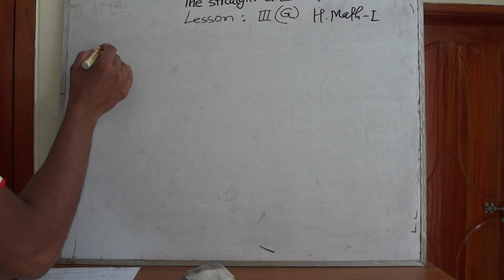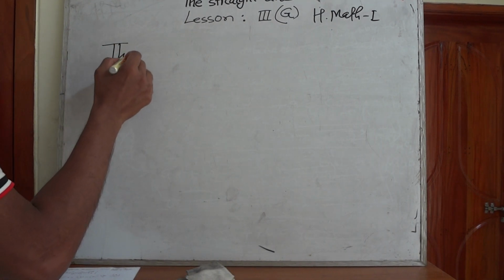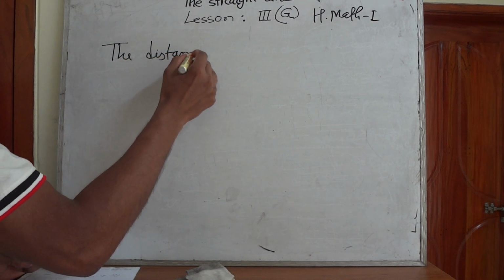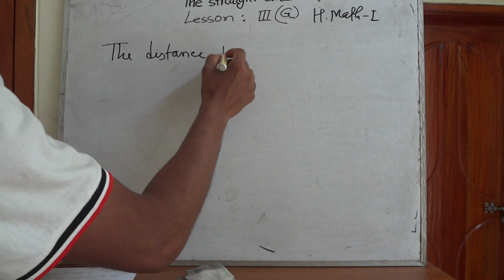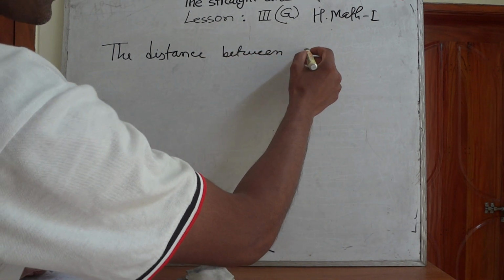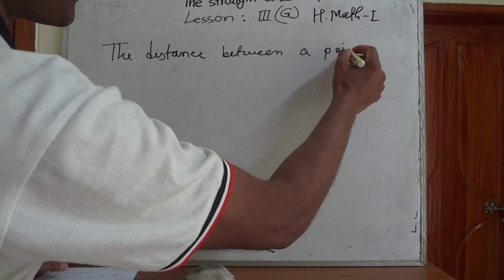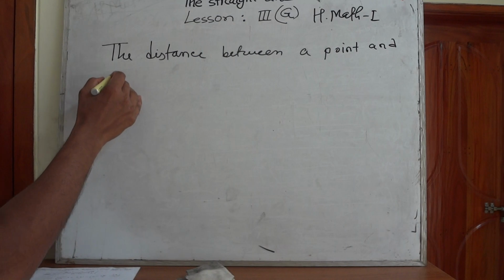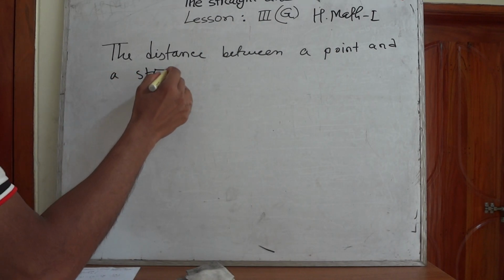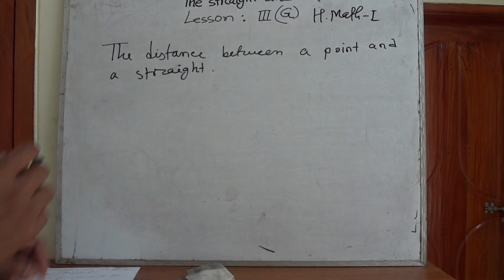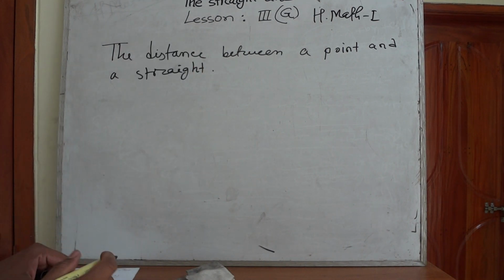We have to find the distance between a point and a straight line. Distance means always perpendicular distance.